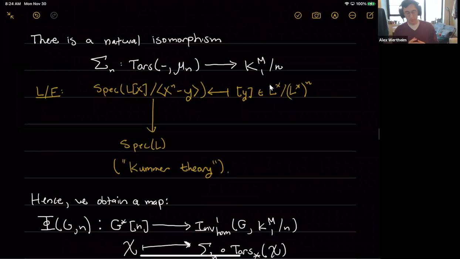So there's a natural isomorphism, which I'll denote sigma n, from mu n-torsors over fields to Milnor K1 mod n, which comes from so-called Kummer theory. And I've written sigma n in one particular direction so that I don't have to write inverses everywhere later. But really, the map backwards from Milnor K1 mod n to torsors is much easier to describe. What it does is take, for any field extension L over F and any class y in the units of L modulo nth powers, the torsor given by taking the spectrum of the polynomial ring in one variable, modulo the equation x to the n minus y, and projecting down to the spectrum of L.